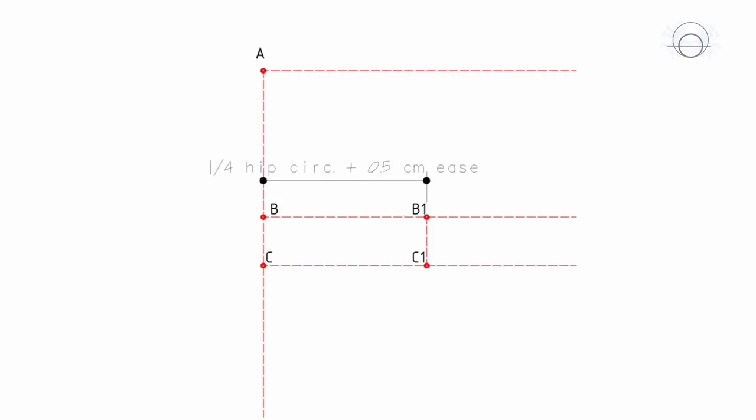Starting at point B, measure 1/4 of hip circumference plus 0.5 centimeters of ease. Mark the end point with B1, square down, and mark the point C1 at the line crossing as indicated. From point A, measure 1/4 of waist circumference plus 1 centimeter ease, plus 2 centimeters dart. Mark the point with A1.